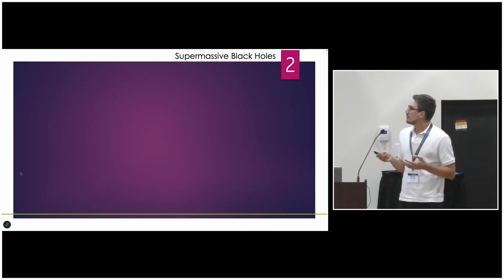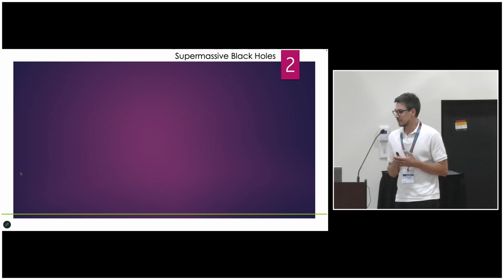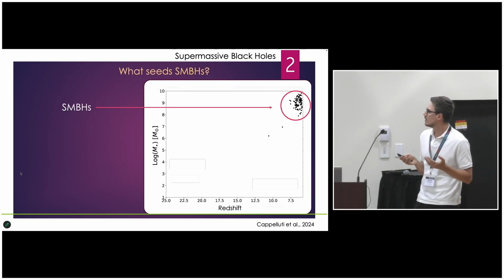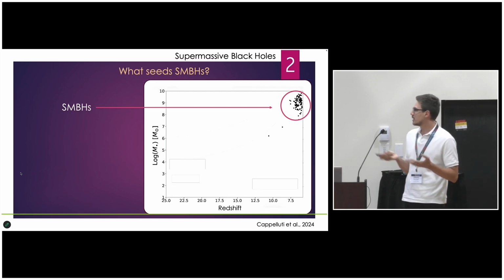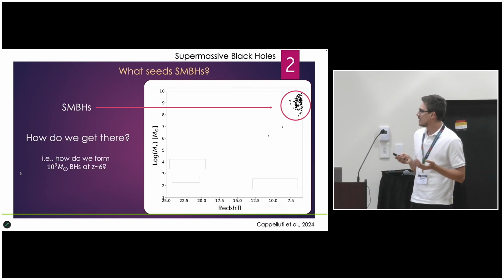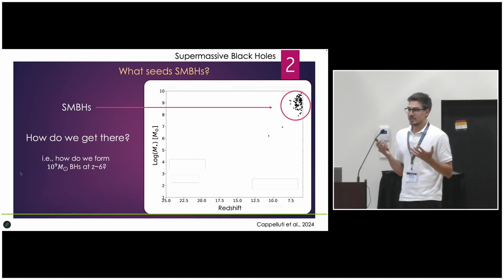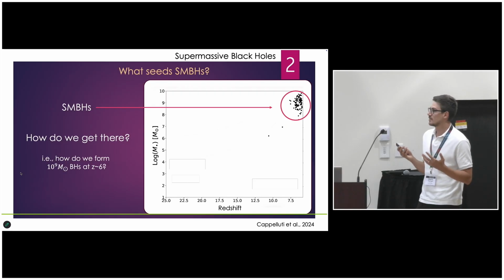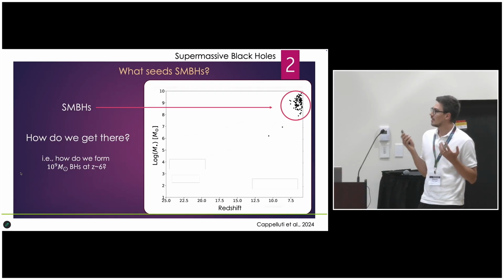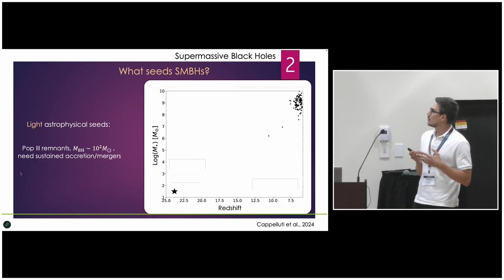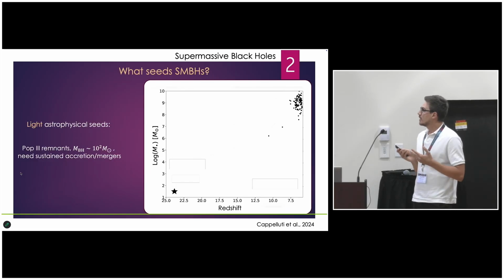Now, moving on to the very massive end of our mass function, let's talk about supermassive black holes. Well, supermassive black holes are black holes with masses greater than 10^6 solar masses. The key question in astrophysics is how do we get there? How can we form 10^9 solar mass black holes at redshift 6? Well, we have three scenarios.